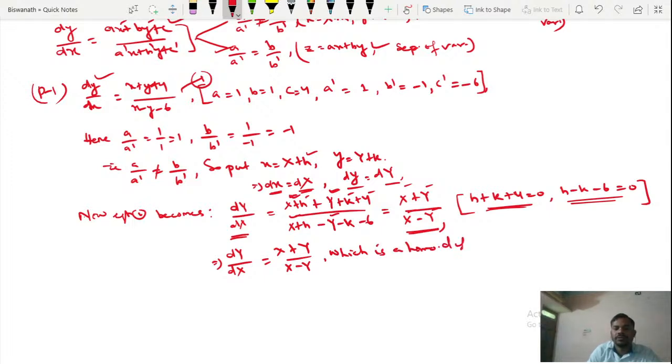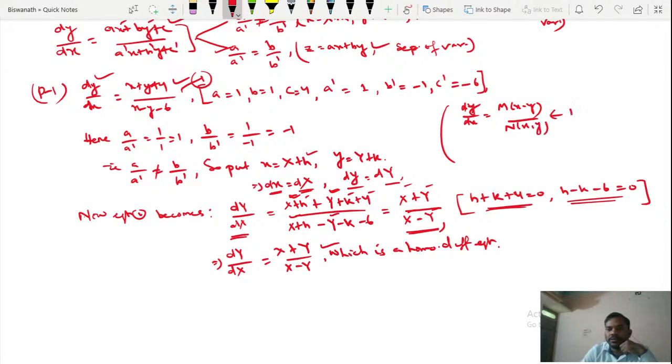Which is a homogeneous differential equation? Because what was given first was not a homogeneous differential equation. Now I have reduced the given equation into a homogeneous differential equation. So let me again remind you what a homogeneous differential equation is, for those students who didn't attend my last lecture. dy by dx equal to M of x,y divided by N of x,y. So this thing is homogeneous.